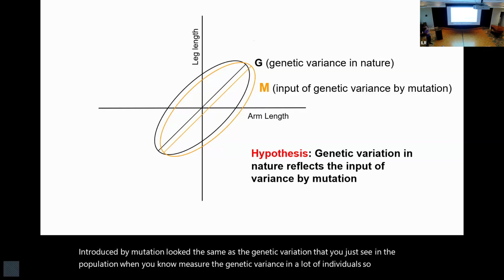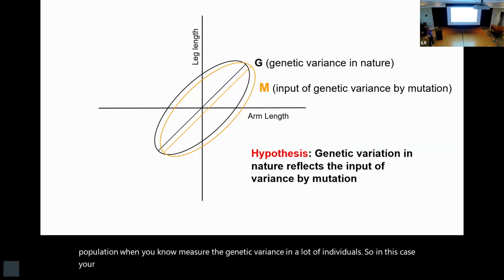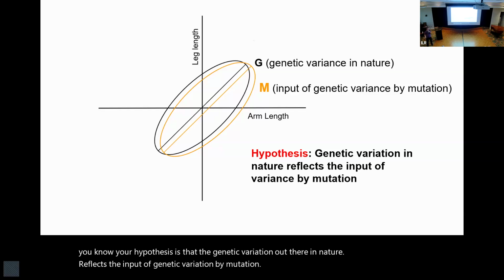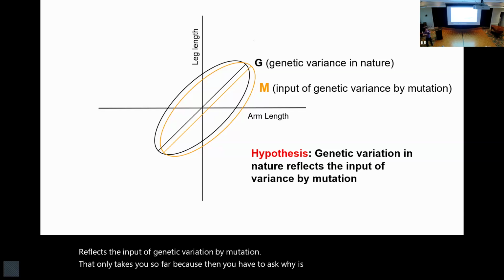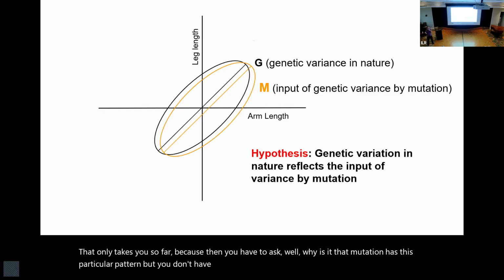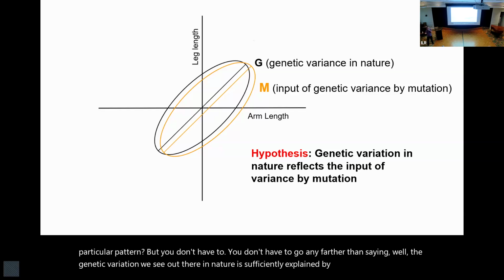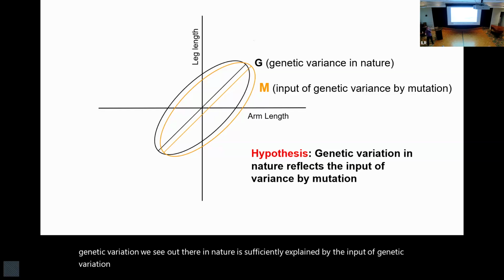So in this case, your hypothesis is that the genetic variation out there in nature reflects the input of genetic variation by mutation. Now that only takes you so far, because then you have to ask why mutation has this particular pattern. But you don't have to go any farther than saying the genetic variation we see out there in nature is sufficiently explained by the input of new mutations.